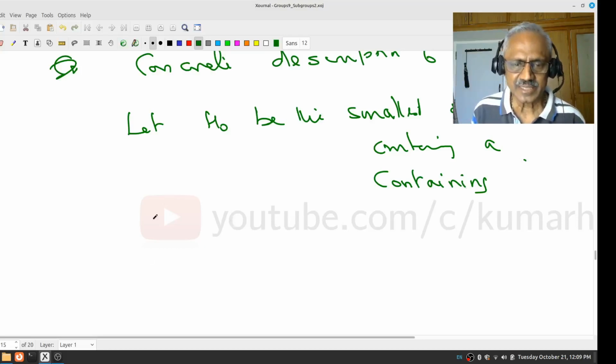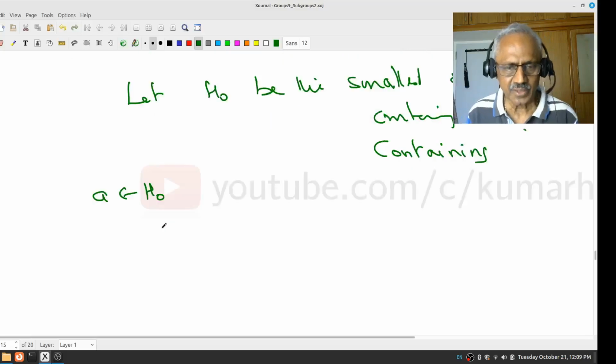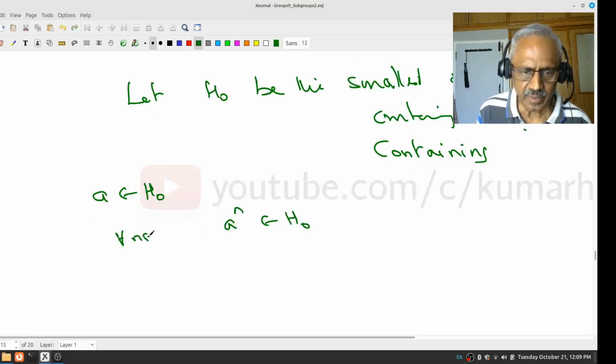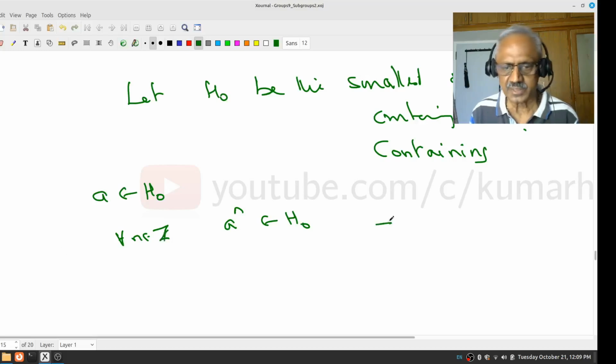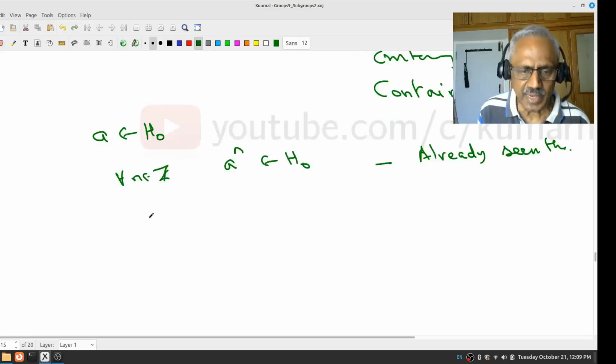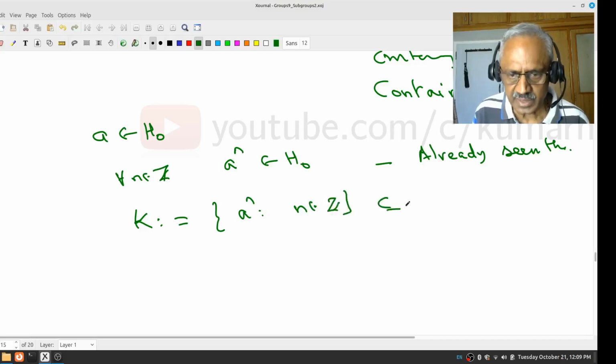Now let us try to understand. I know A belongs to H naught. If A belongs to H naught, we already saw H naught is a subgroup. That means A power n belongs to H naught for every integer n. We had already seen this. Therefore, let us look at K, which is A power n, where n varies over Z. So this K is contained in H naught.